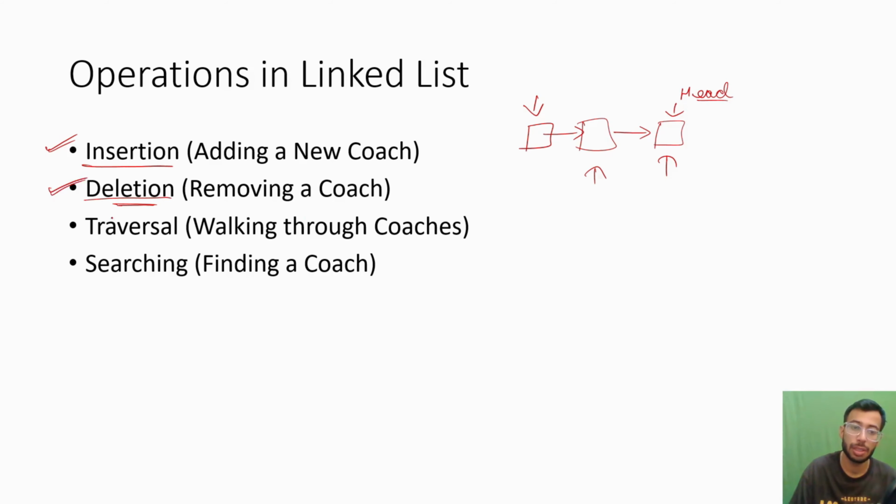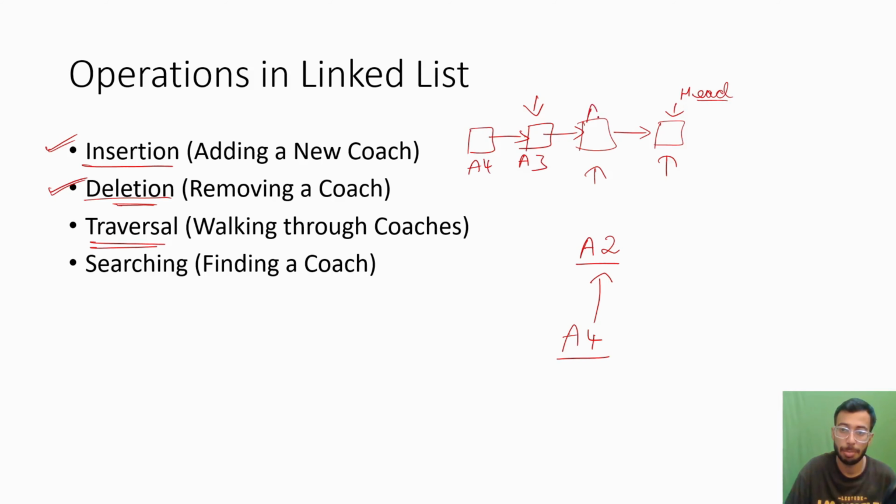Now let's talk about the third operation, that is traversal. Let's say you have your train, and your seat is at A2, but you are standing at A4. Now you have to travel from A4 to the A2 compartment. This compartment is A3, there is another compartment behind it, A4, and this compartment is A2. So from A4 you have to move to A3, and from A3 you have to move to A2.